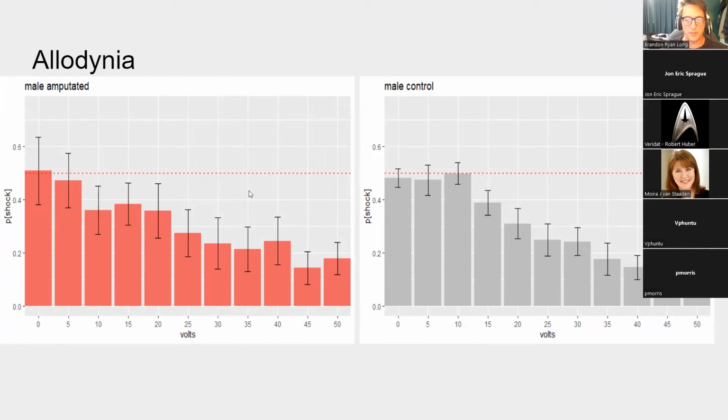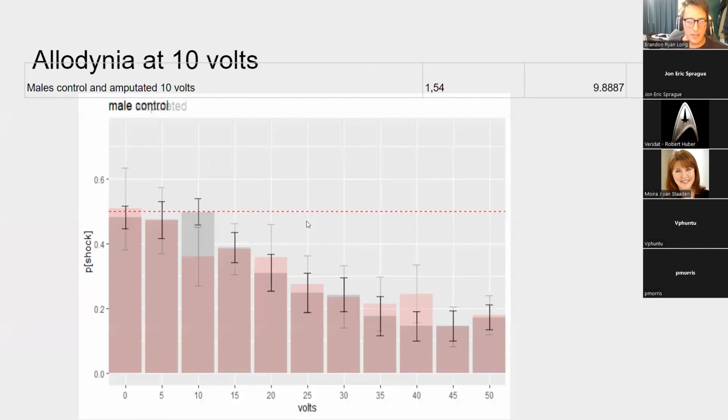To get a closer look, I'm going to overlay these two to give you an idea. Once we do, we can see that there's a gap here between the confidence intervals. This isn't super informative, but you can see how the gray bar is the controls and the red bar below it is the amputated ones, and there's a gap there. And indeed, with the ANOVA, we see that there's a significant difference at 10 volts here.